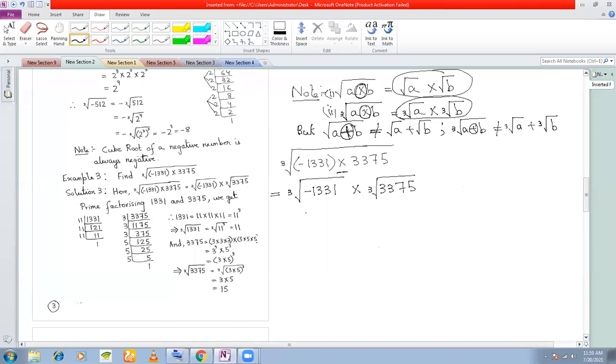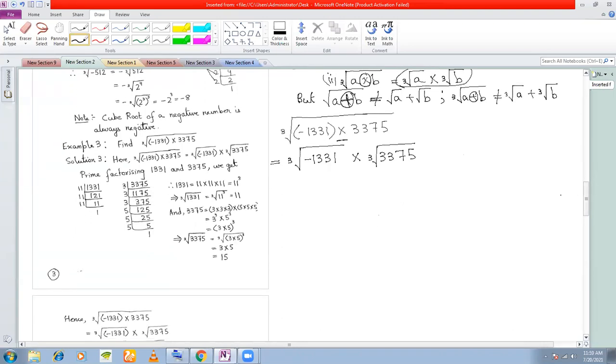Now we will proceed to find out the cube root of 1331 and 3375 by prime factorization method. So 1331. You will see that 1331 is divisible by 11 and it will go 121 times. Again, 121 is divisible by 11, it will go 11 times. So this is what you are getting. Also 3375. Okay, the answer would be 15.